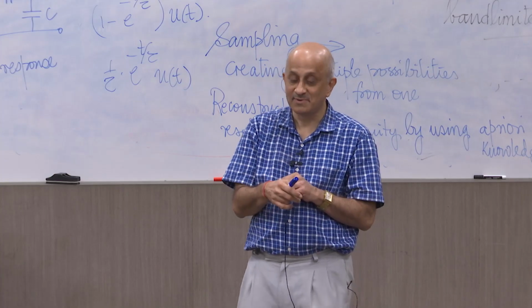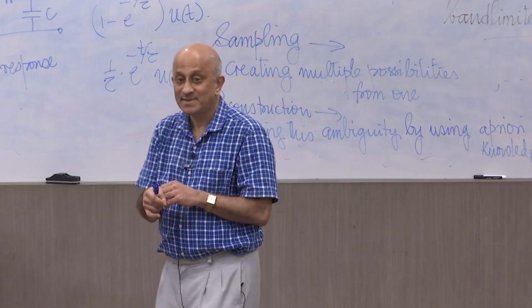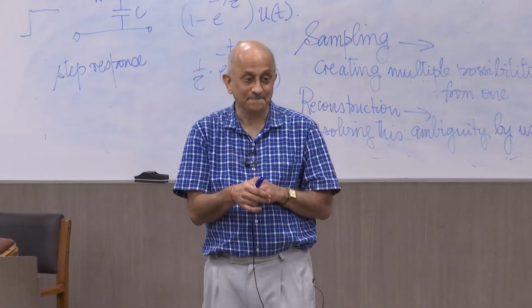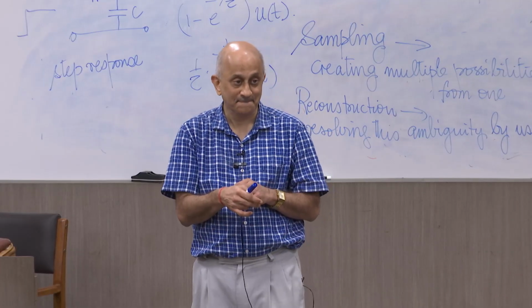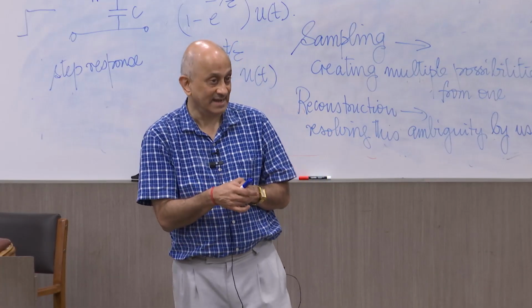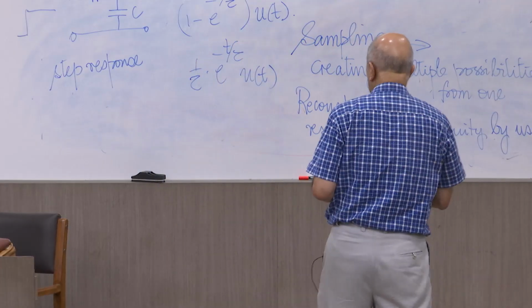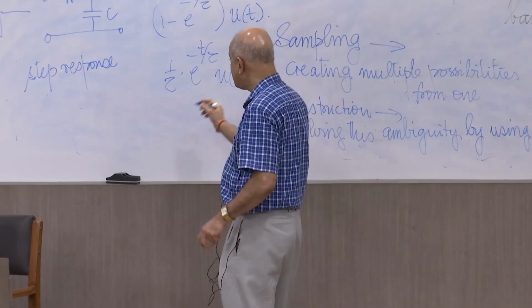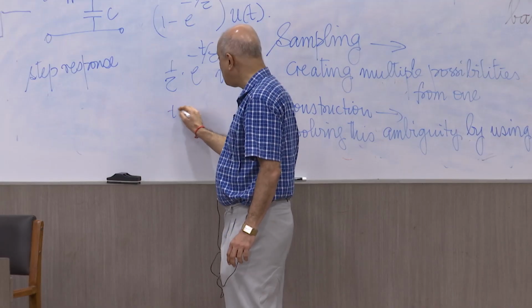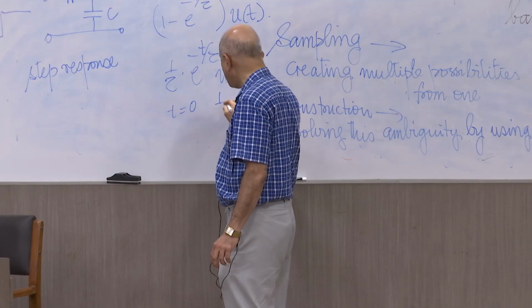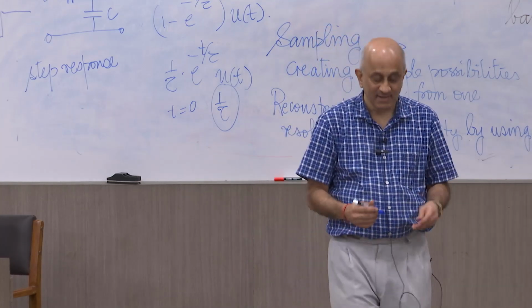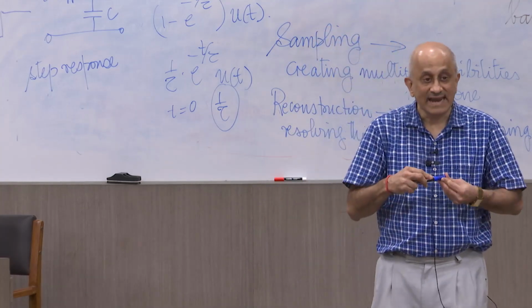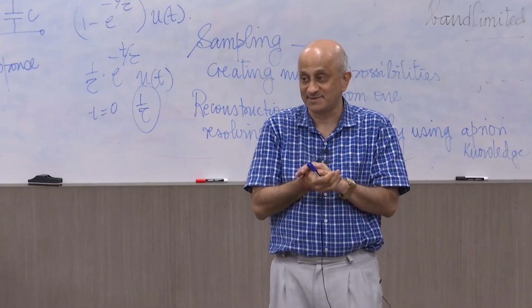Does it have two variables? See, you know 1 by tau, so of course, if you take t equal to 0, you will be able to find 1 by tau. Now, once you know 1 by tau, of course, you can find tau. Now, once you know tau, is there anything more to find in this expression?